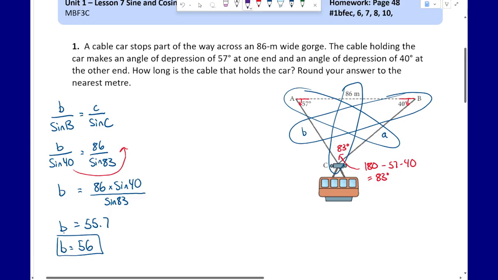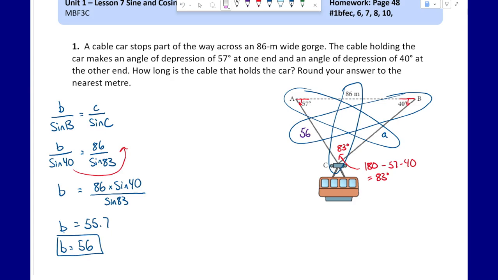For the other side, I'm going to do the sine law again. Technically, now that I know this is 56, to find A, I could use cosine law because I do have the sandwiched angle of side, angle, side to find that other side.